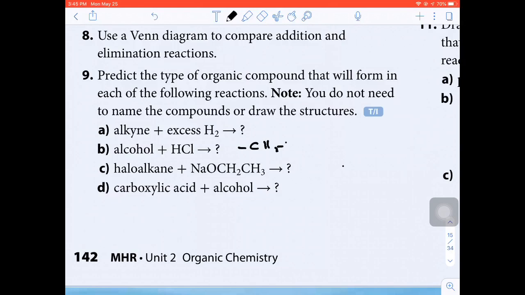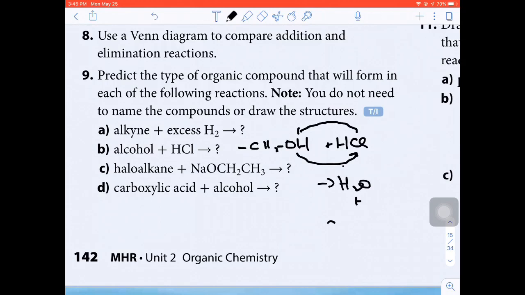With an OH at the end. Here's my alcohol, and I'm going to add to it hydrogen chloride or hydrochloric acid. Now what's going to happen is the chlorine here is going to see the OH group, and it's going to kick the OH group off. So I'm going to get HOH on the right here, which would be water, plus my other compound, which would be a haloalkane.